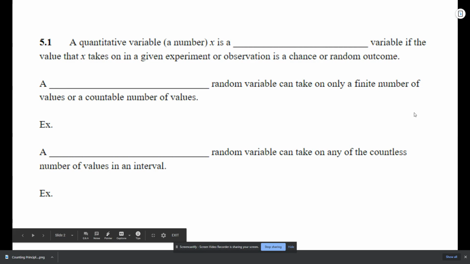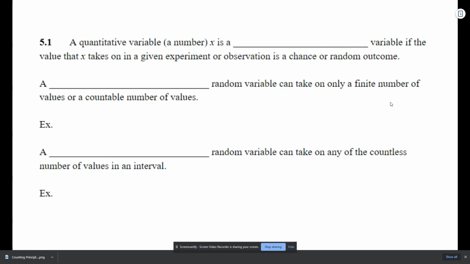Unit 5 is about the binomial probability distribution, and Section 5.1 deals with expected value. So a quantitative variable, a number x, is a random variable if the value that x takes on in a given experiment or observation is a chance or random outcome.